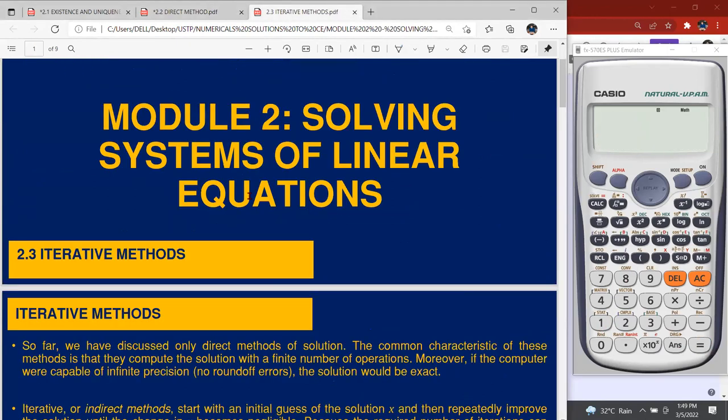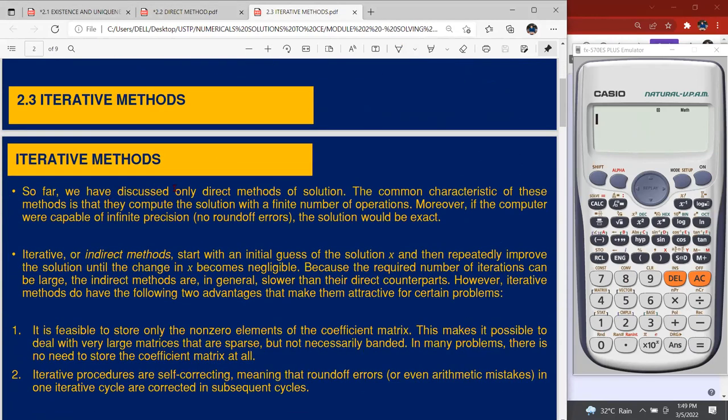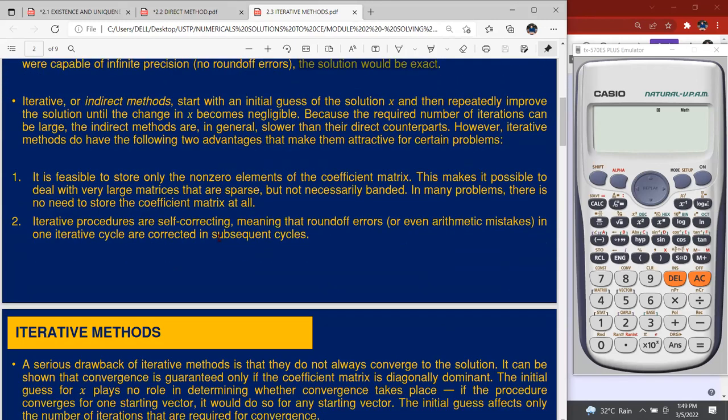Okay. Next is for the iterative methods. So far, we have discussed only direct methods of solution. The common characteristics of these methods is that they compute the solution with a finite number of operations. Moreover, if the computer were capable of infinite precision, no round off errors, the solution could be exact. Okay.